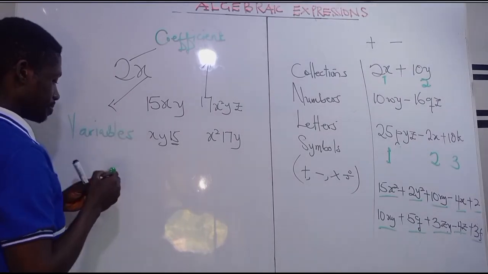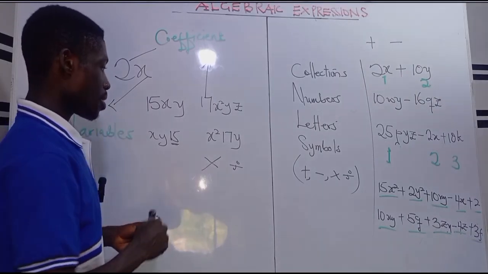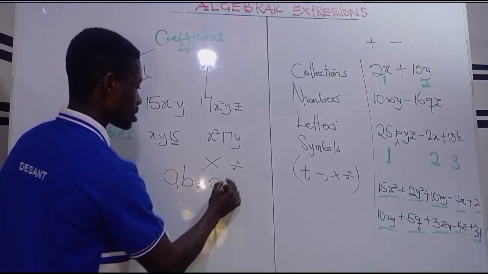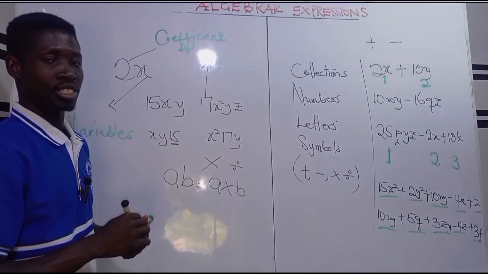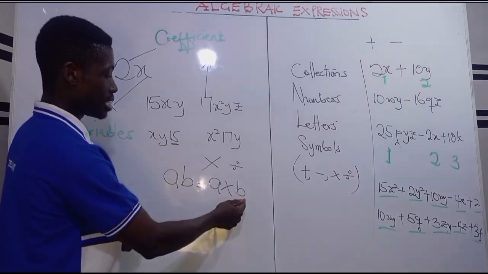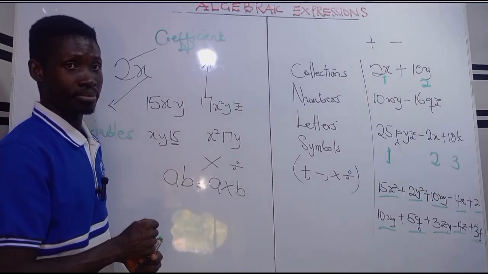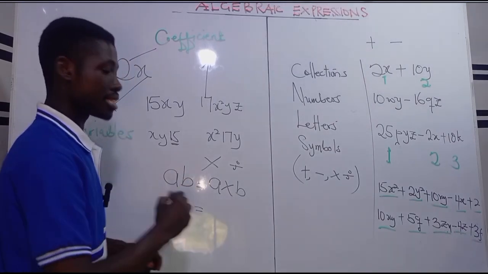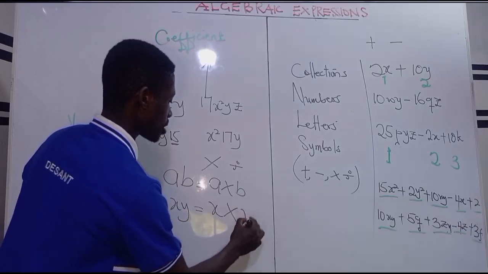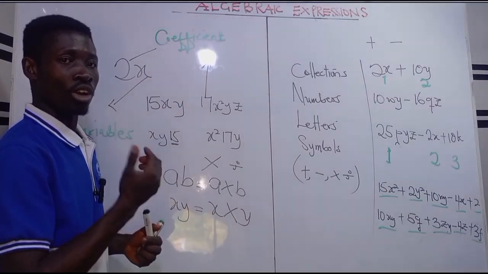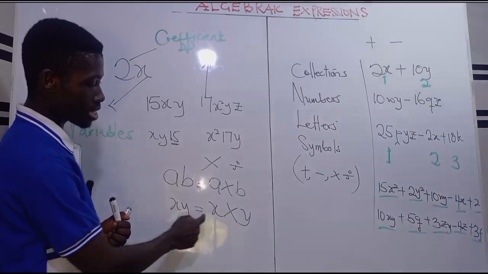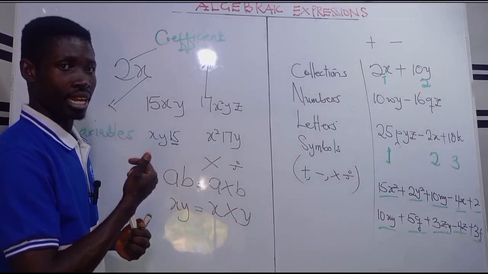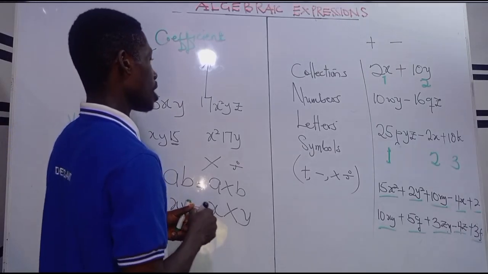Now when you have a, b, it means a multiplying b. So in algebraic expression, a times b is written as what? ab. Now when you have xy, this implies that x is multiplying y. So in algebraic expression, you will see xy, not x times y, but this means the same thing. Is that clear? Good.